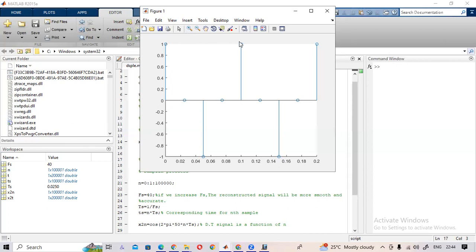So this point is repeating here. This one and this one are two consecutive repeated points. Or you can select this one and this one, these are also two consecutive repeating points. If you count the number of samples, that is 1, 2, 3, 4. So 1, 2, 3, 4.